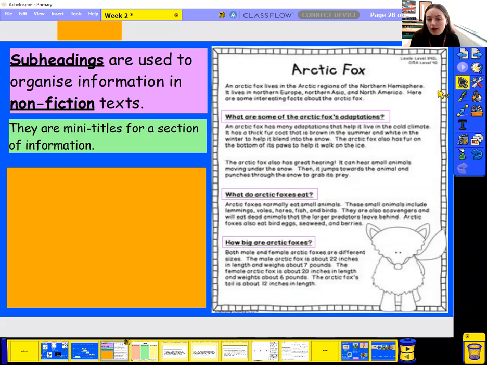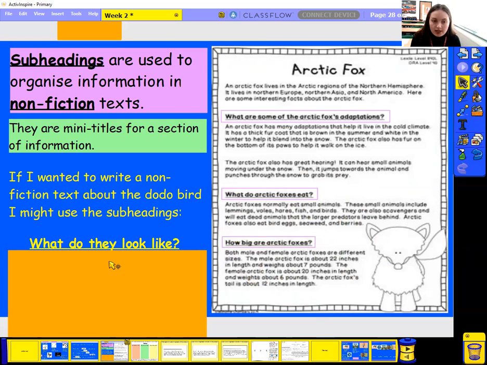So if I wanted to know how big Arctic foxes grow to be, I can straight away read my subheadings to help me find that information. So what are some of the Arctic foxes' adaptations? Well, that's not going to tell me about how big foxes are. What do Arctic foxes eat? That's definitely not going to tell me about how big Arctic foxes are. And then this last one says, how big are Arctic foxes? So that one is going to tell me about how big they are. The information in the paragraph links to the subheading. It's like a mini title. It's telling us what's going to be talked about in that paragraph.